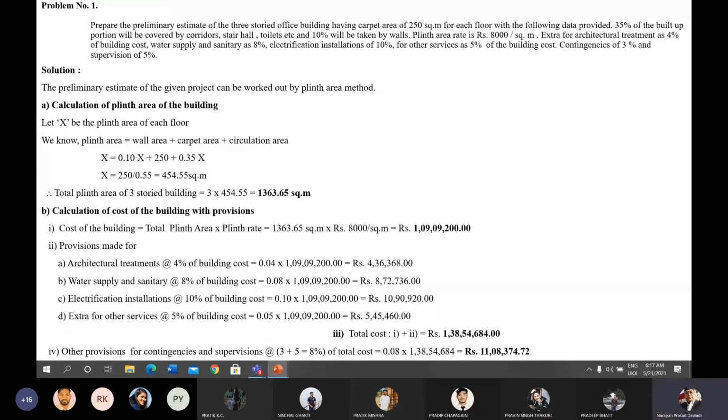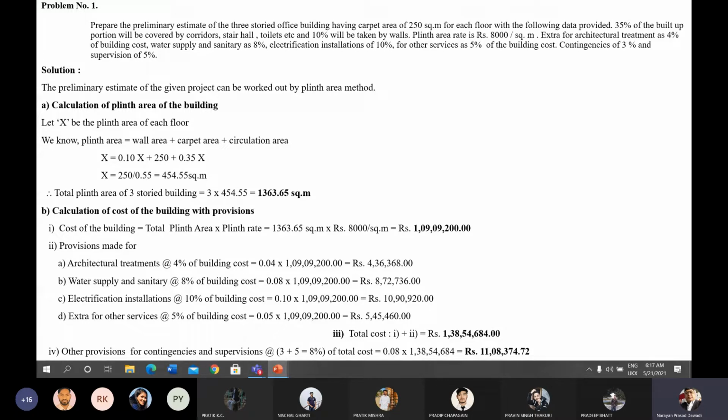So we know that the plinth area will be the wall area plus circulation area plus the carpet area. This will be the plinth area. If X is the plinth area of each floor, then, because the wall is taken up by 10%, which means 10% of the built-up portion, that is 10% of the plinth area. Built-up portion is the plinth area.